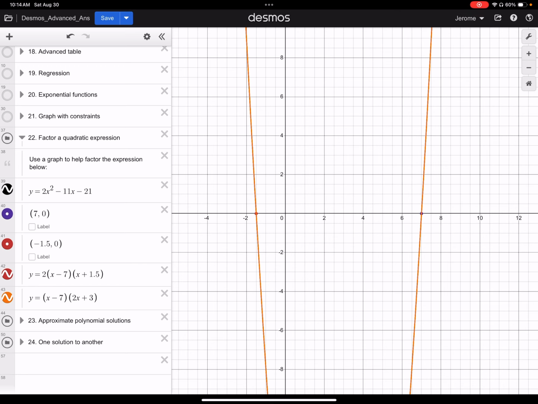And yes, absolutely, there's a way to do that by hand using the AC method and things like that. But in the heat of the moment, on a timed test, this Desmos could really speed up and automate some of those processes for you.